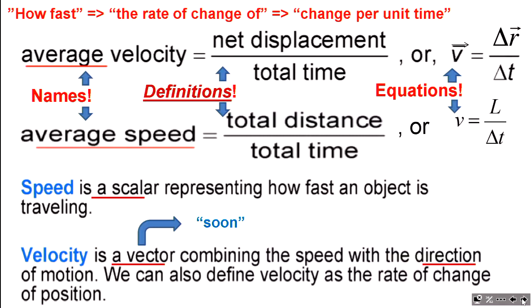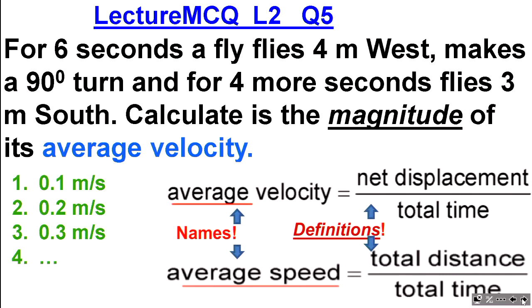And the difference between these two variables: speed is a number. Velocity is not a number. It's something more complicated because it has a direction. And everything which has a direction we call a vector. And we're going to talk about it probably tomorrow. Question?